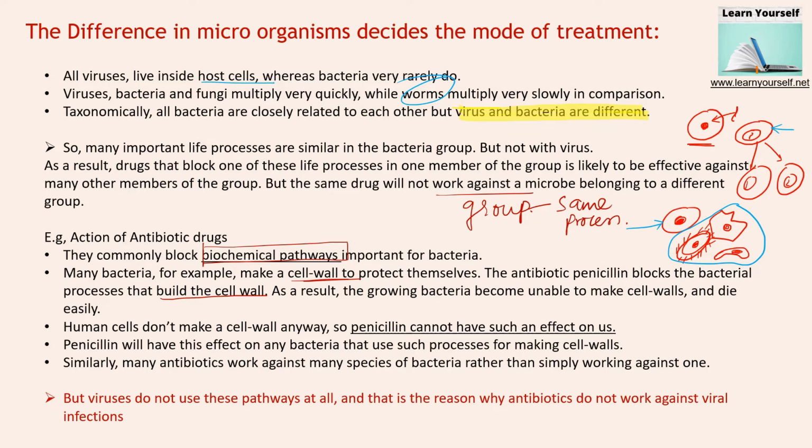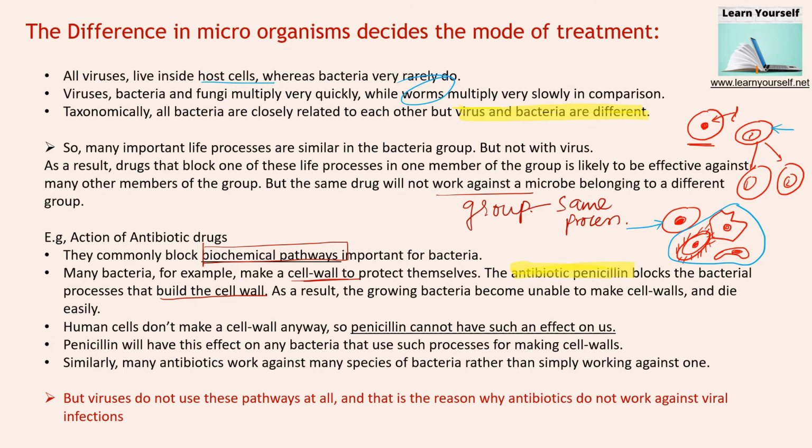So penicillin is an antibiotic drug which we use to cure bacterial infection. How does this work? It breaks the cell wall of the bacteria. So bacteria will not be able to make a cell wall and eventually they will die. They will stop multiplying so that we can control the infection. And why does penicillin not affect us? Because human cells don't make a cell wall. So penicillin cannot have such an effect on us.